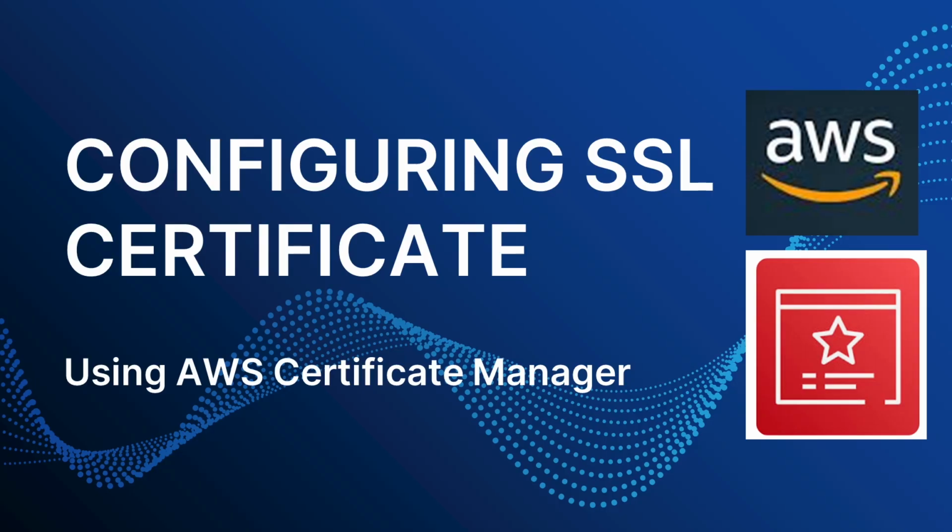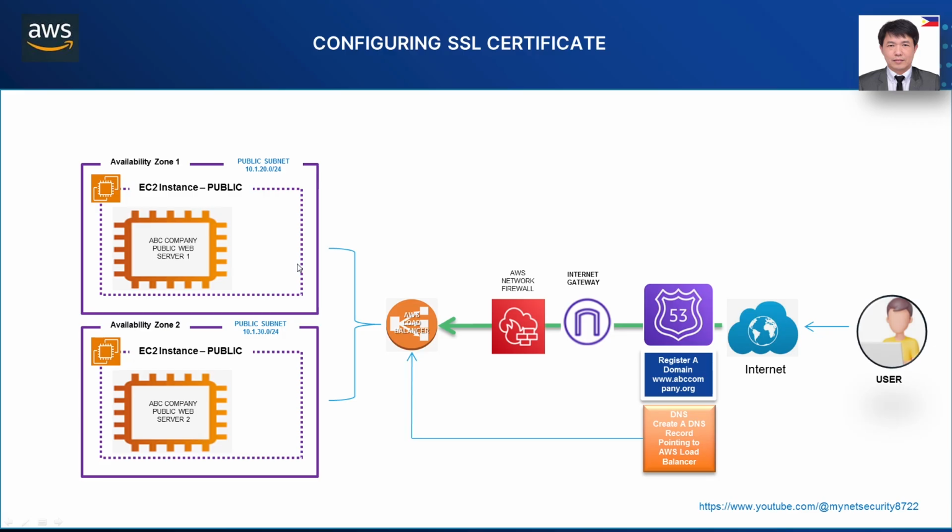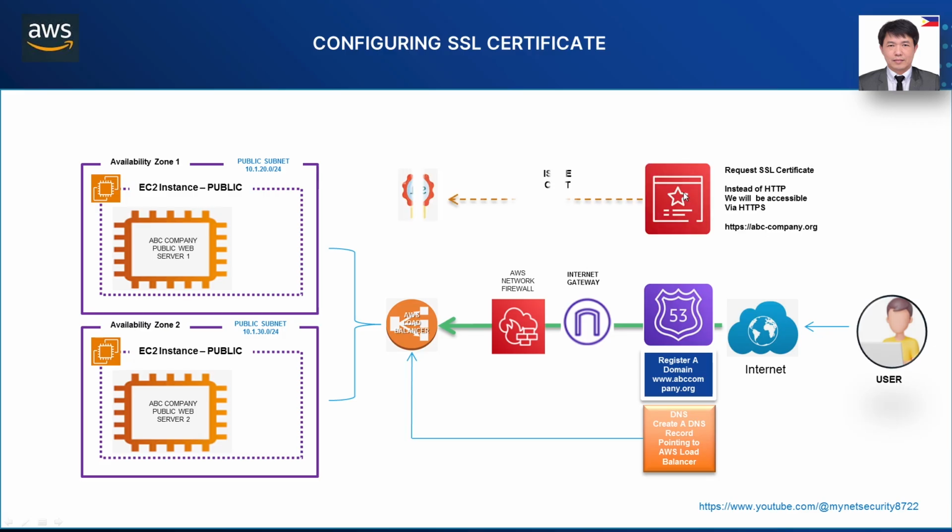Let's talk about configuring an SSL certificate using AWS Certificate Manager. So we will request a certificate, and then it will issue a certificate to be installed in the AWS load balancer. Anyone who types our abc.company.org, automatically it will become HTTPS.